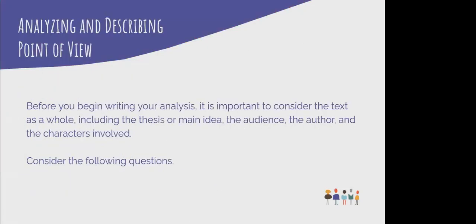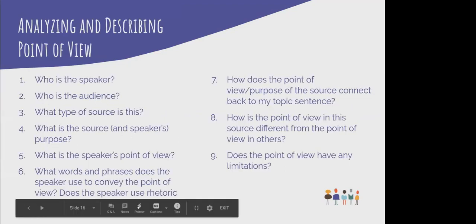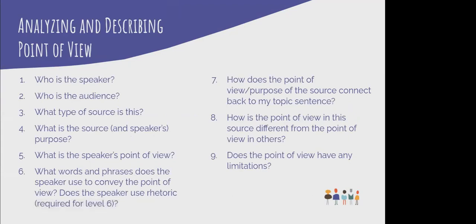So as we analyze and describe different points of view, like when we're looking at it in checkpoint 1, like we're going to do on Friday, or just in general, before we begin writing an analysis, it's always important to consider the text as a whole, meaning look at the whole story, not just the part we're analyzing. So consider the main idea, the audience, the author, the characters involved, and then consider these questions. And I'll put these questions back up periodically as we continue to look at different points of view.